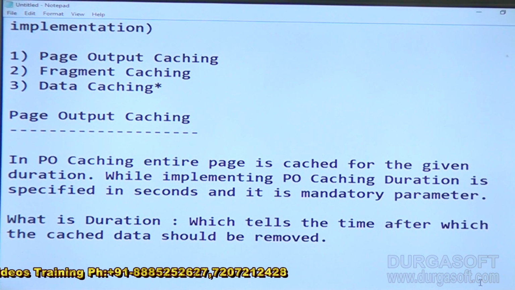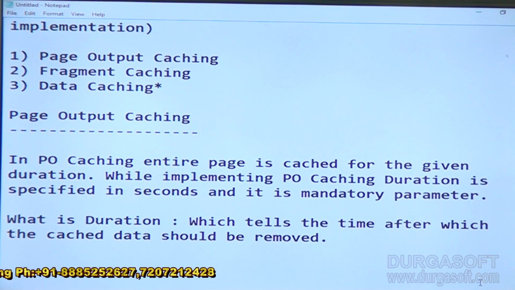Got it? After 1 minute it will not load automatically. If you write code, it will load. But once you say, hey, 1 hour is your time, then for 1 hour it will remain in memory. Are you clear now? So that is what duration is. Fine?